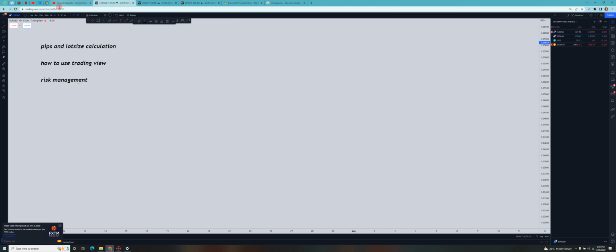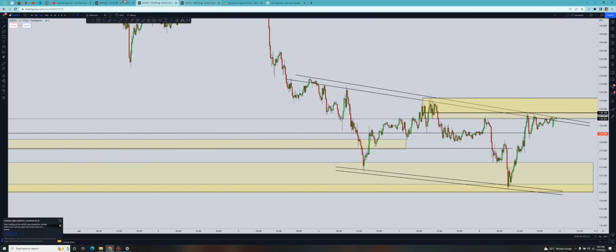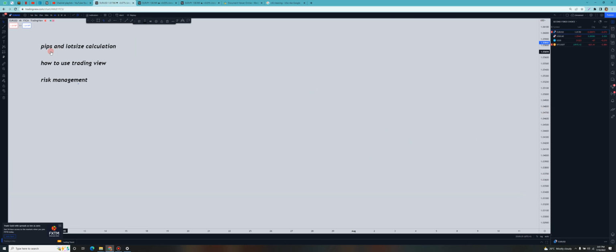Without wasting much of our time, let's discuss based on the topic we have on our list here. So, pips and lot size calculation and how to use TradingView properly, which is this TradingView platform or app. We have a TradingView app. In case you're on your phone, you can download it. It's pretty much the same though. And then how to do proper risk management when you're trading.